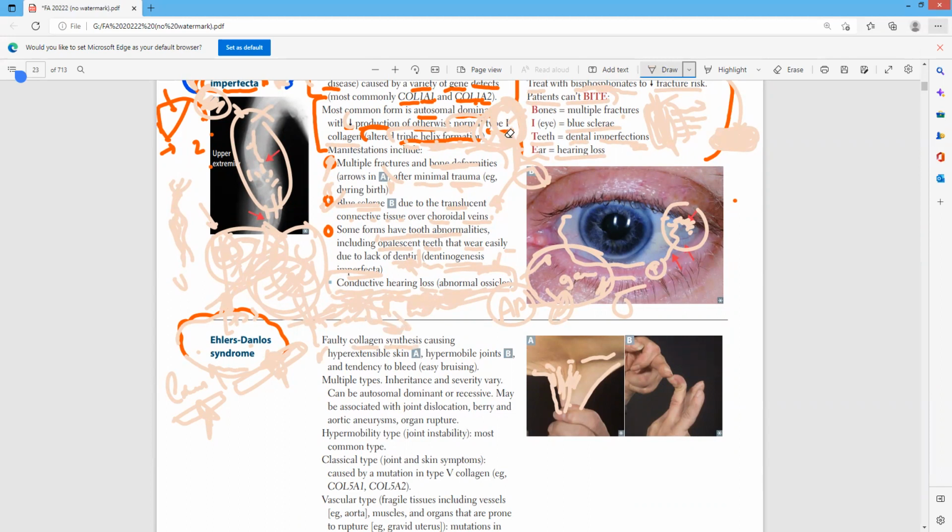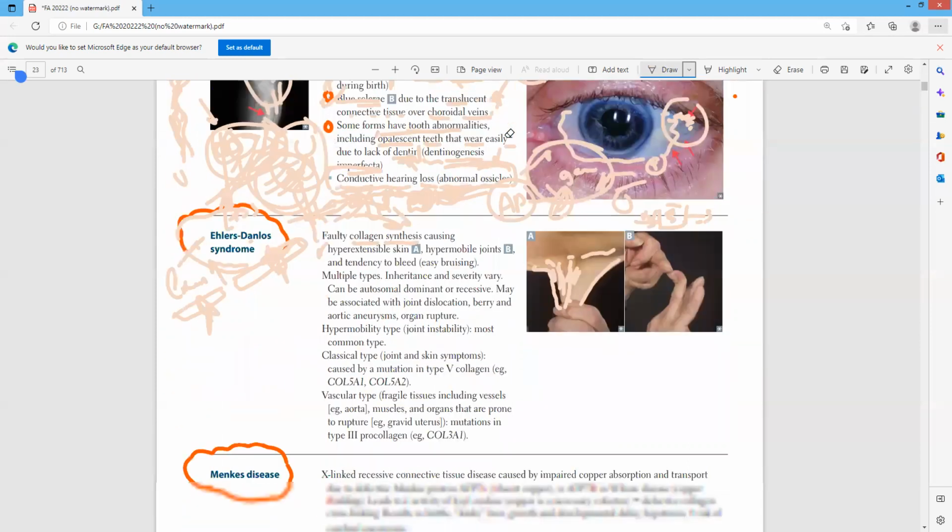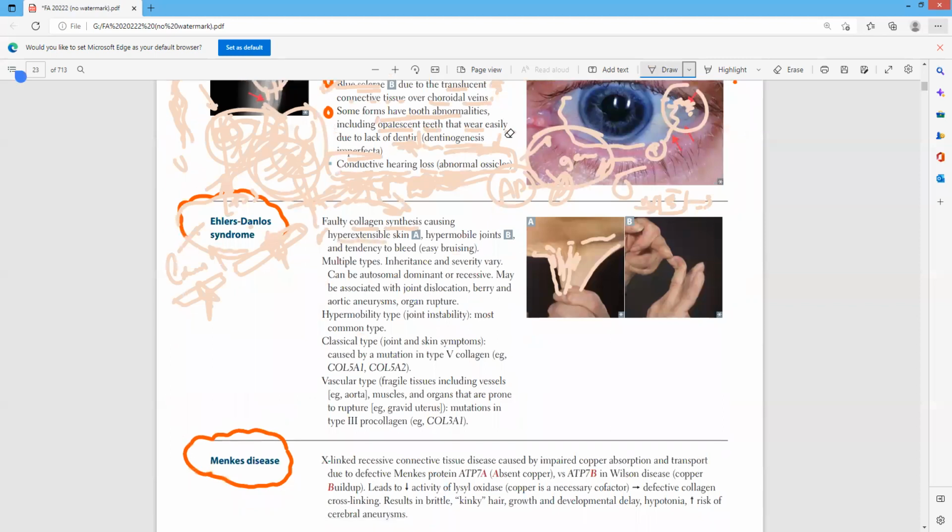Here is faulty collagen synthesis. Remember, you have a proteolytic processing problem, removing the N and C terminal propeptides. I want you to understand that Ehlers-Danlos syndrome itself also has many types. So you will find hyperextensible skin because the collagen is defective and it's found in the skin.